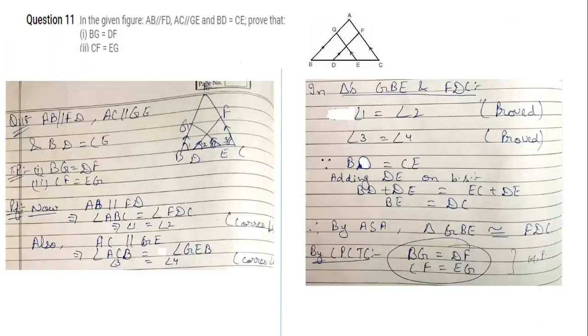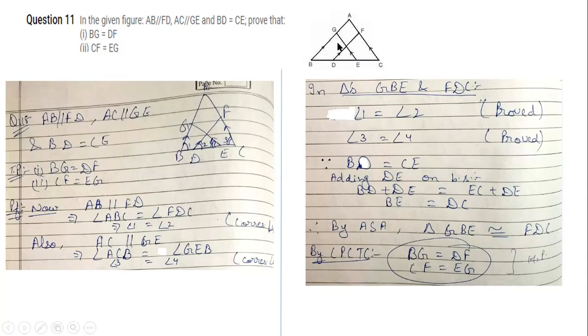Come to question number 11. In the given figure, AB is parallel to FD. This is the given figure. AB is parallel to FD and AC is parallel to GE. One more thing is given, that BD is equal to CE. Prove that BG is equal to DF, these two sides, and CF is equal to EG.